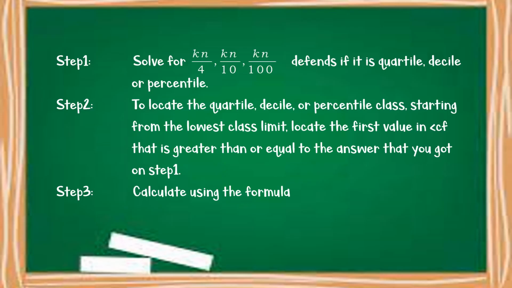The next step is you need to locate the quartile, decile, or percentile class starting from the lowest class limit. Then locate the first value of less than cumulative frequency that is greater than or equal to the answer that you got in step 1. And then calculate using the formula.